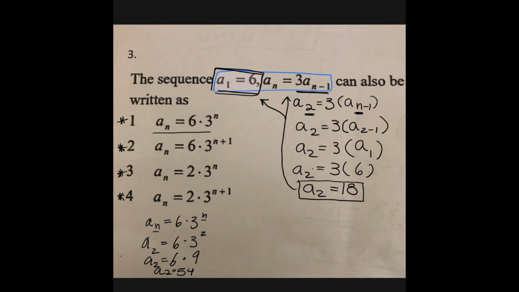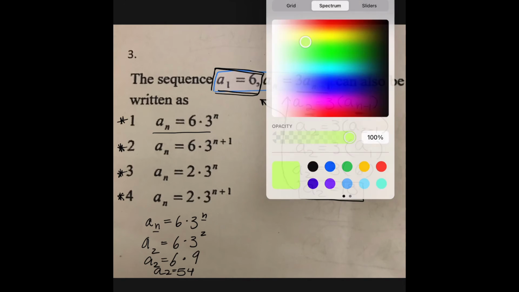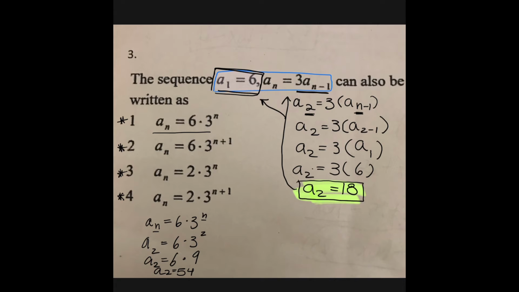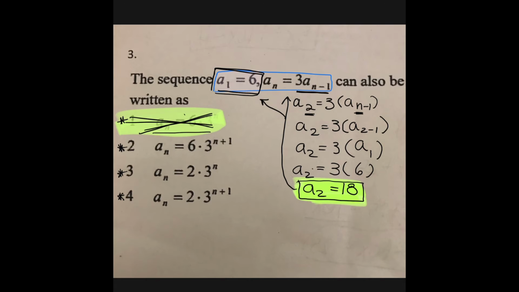We want a sub 2 to equal 18. So we know that this answer choice is incorrect, because a sub 2 would equal 54 with that formula, and we want it to equal 18. So let's get rid of this and try a different one. Let's try the second formula.